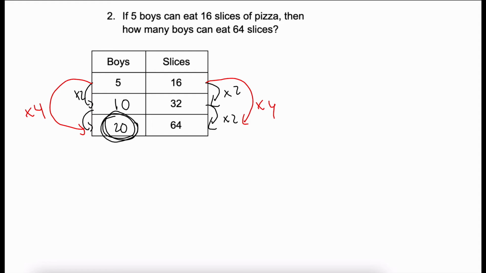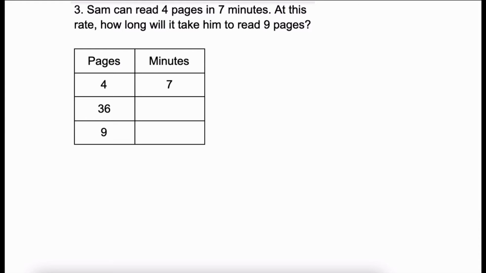Let's move on to number 3. Sam can read 4 pages in 7 minutes. At this rate, how long will it take him to read 9 pages? So I set up this table to get you there pretty easily. If this 36 wasn't here, you'd have to have some sort of stopover. To get from 4 to 9, you could get from 4 to 9 directly, but it's sometimes easier just to get some sort of connecting number. So that's why I was guiding you there with this 36. If I go all the way up, so times 9 to 36, I can get from 36 to 9 by just dividing by 4. So I hope you see that connection.